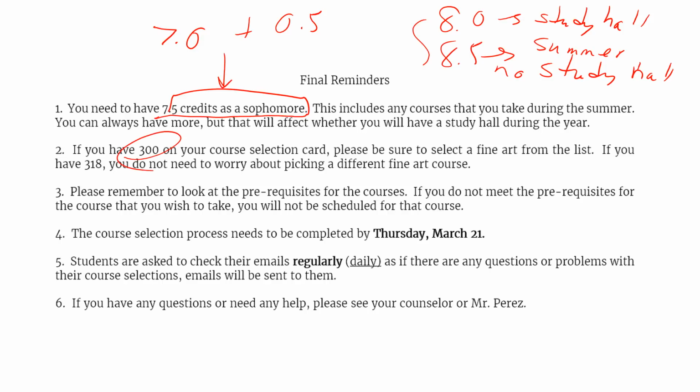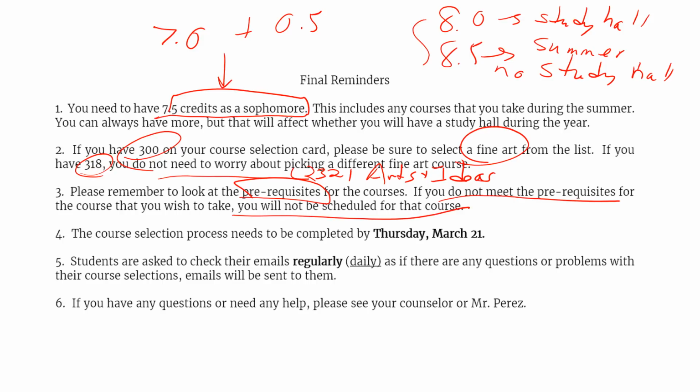Again, if you have that 300 on your course selection card, please be sure to pick that fine art from your list. If you have 318, you don't need to worry about picking a different fine art course unless, of course, you want to take the 2321, the Arts and Ideas over the summer as your summer enrichment class to free up a study hall or a resource period for the school year. If that's the case, come and see me and we'll walk through that process. Make sure you look at the prerequisites for the courses, because if you don't meet the prerequisites, you will not be scheduled for that class.